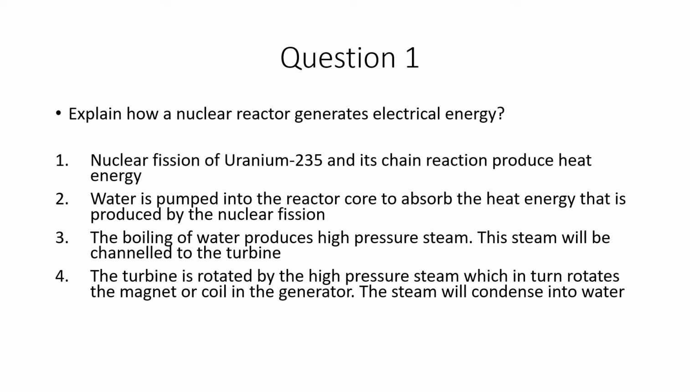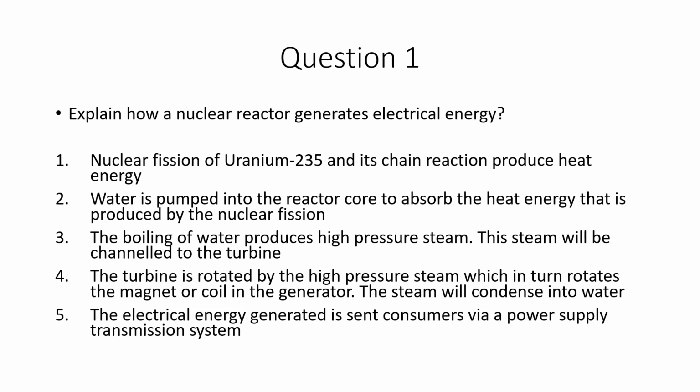And what happens to the turbine? The turbine will be rotated by the high pressure steam, which in turn rotates the magnet or coil in the generator. The steam will condense into water. And then what happens in the generator? The electrical energy is generated and then sent to the consumer via a power transmission system. This is how a nuclear reactor generates electrical energy. You just need to remember these five processes only. Then we will go to the next question.